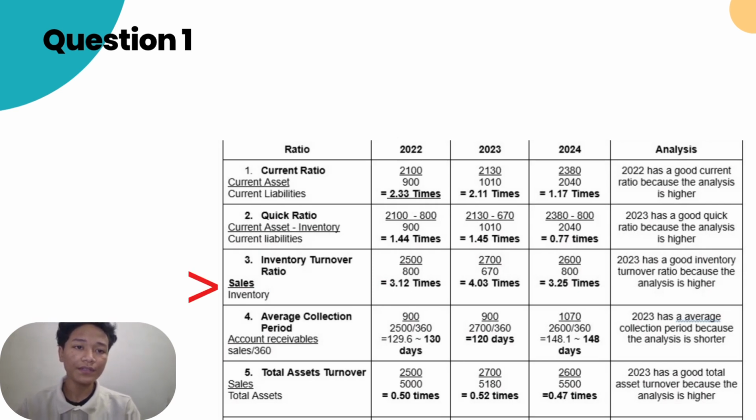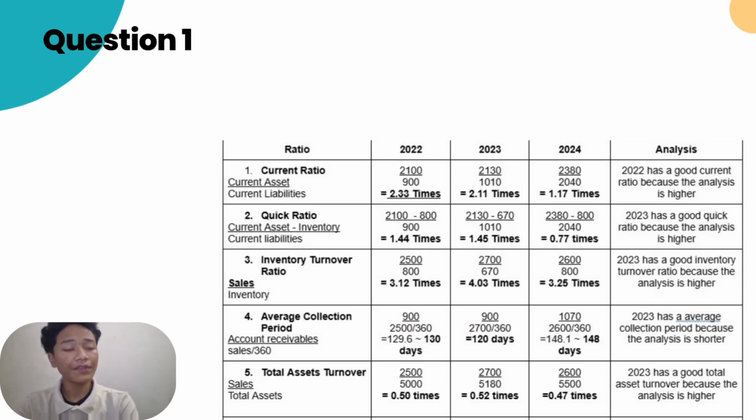Number 3, inventory turnover ratio. The formula is sales divided by inventory. Out of the 3 years, 2023 has a good inventory turnover ratio because the result is higher. For number 4, the formula for average collection period is accounts receivable divided by sales times 360. Out of the 3 years, 2023 has the better average collection period because the result is shorter.